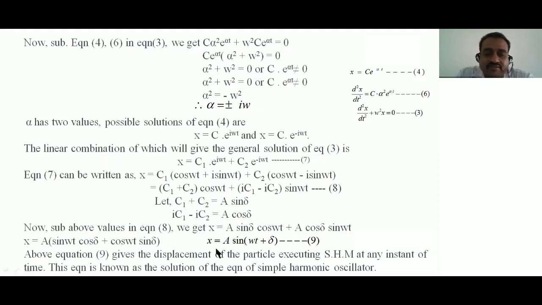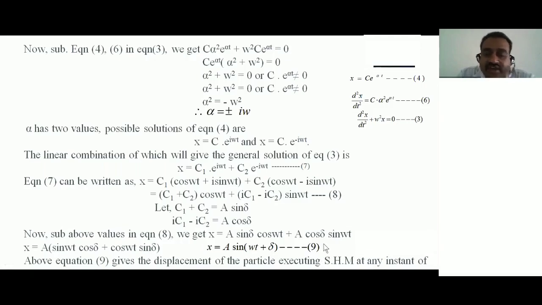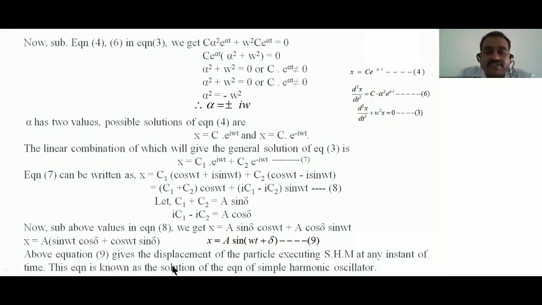So substituting here, we get x is equal to A sin of omega t plus delta, because sin of A plus B is sin A cos B plus cos A sin B. So x is equal to A sin omega t plus delta. This is equation number 9. Above equation 9 gives the displacement of the particle executing simple harmonic motion at any instant of time. This equation is known as the solution of the equation of the simple harmonic oscillator.